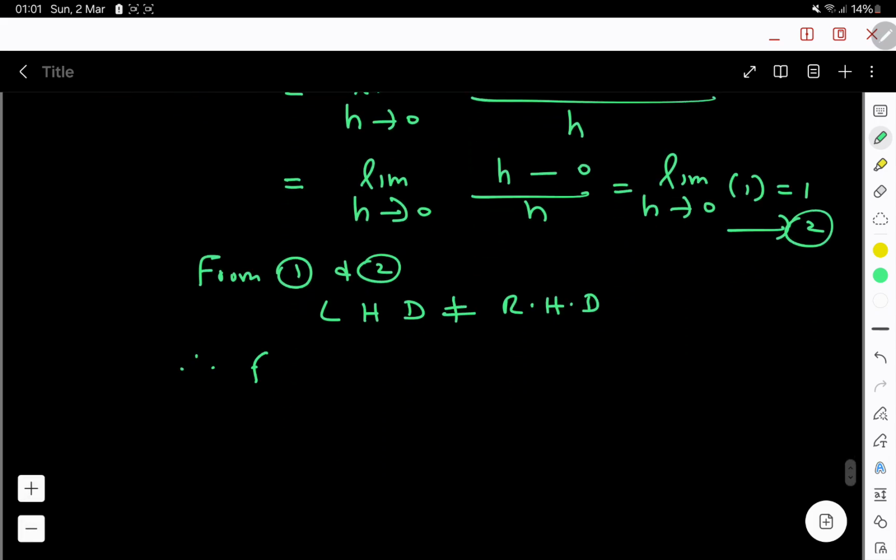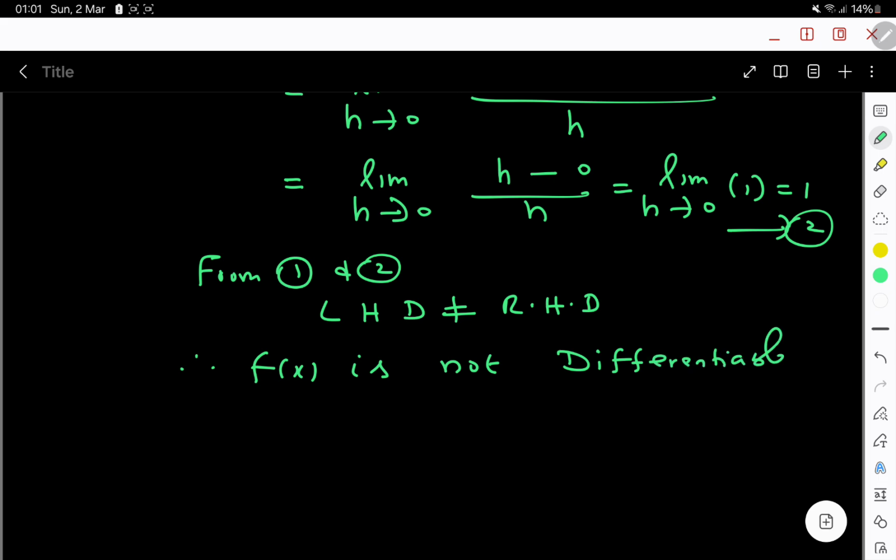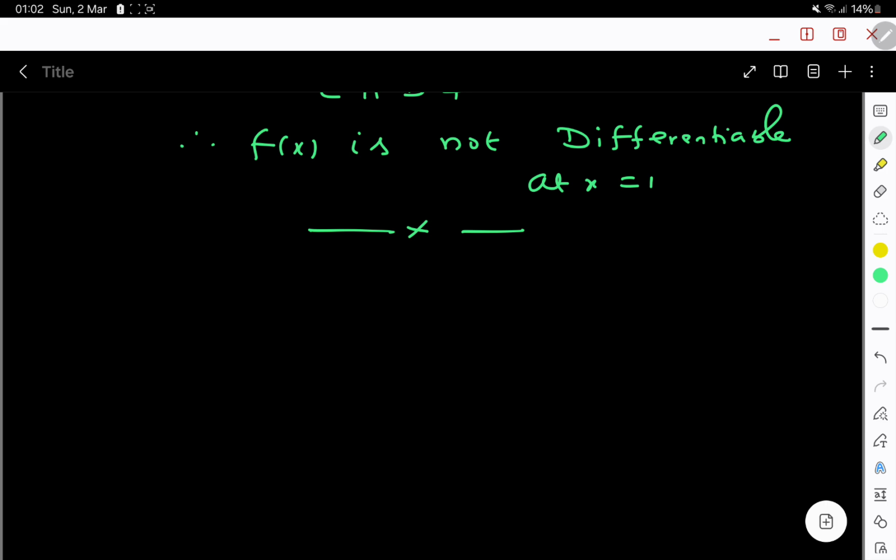Therefore f of x is not differentiable at x is equal to 1. Okay, so next problem, 10th problem.